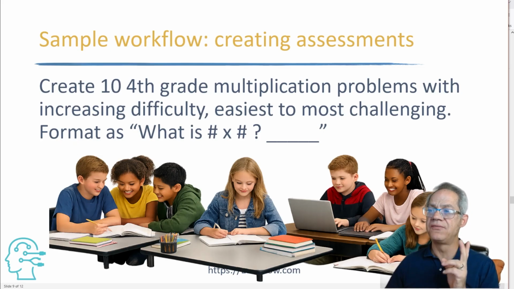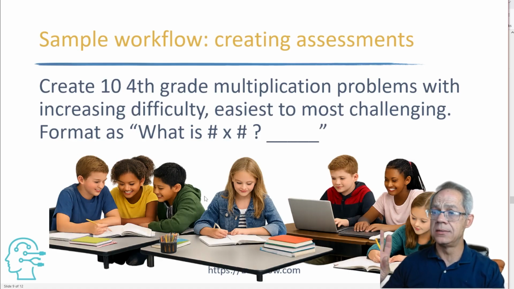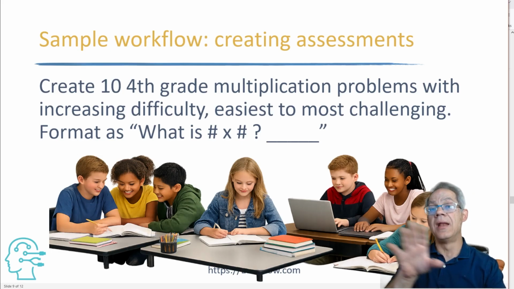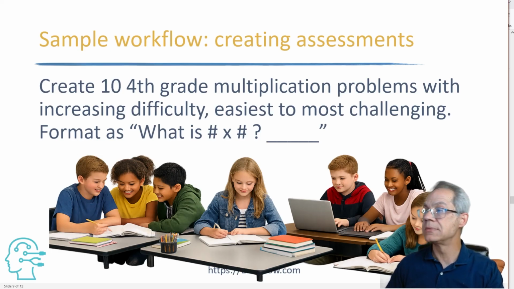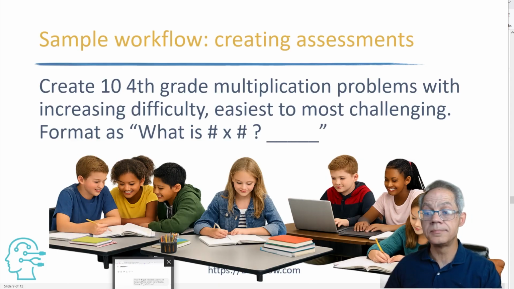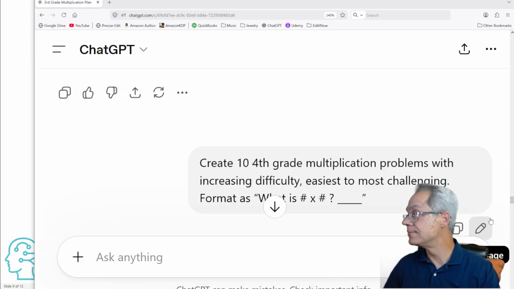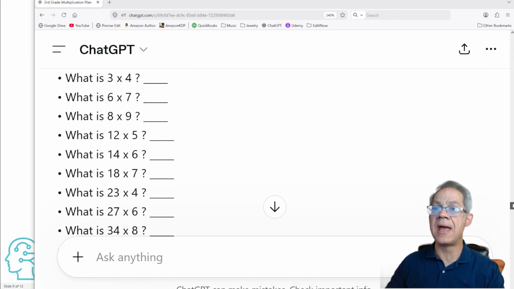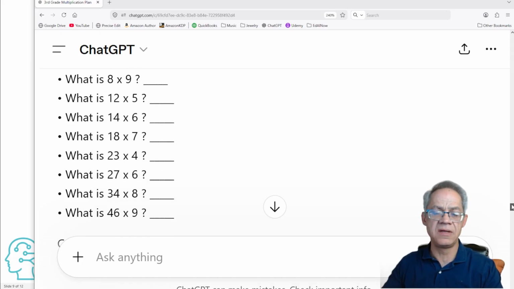So I need 10 questions, 4th grade multiplication, increasing difficulty, that's the articulation piece, easiest to most challenging, and an idea about what I want it to look like. I've got a sample format there for the AI to follow. So I've got some very clear, specific instructions that align to my purpose, which is why the purpose is where we start. And then the instructions. All right, so can the AI do it? Well, yes, obviously. So here we've got it, and now we have 10 questions, from simplest, 3 times 4, all the way up to more challenging, 46 by 9.